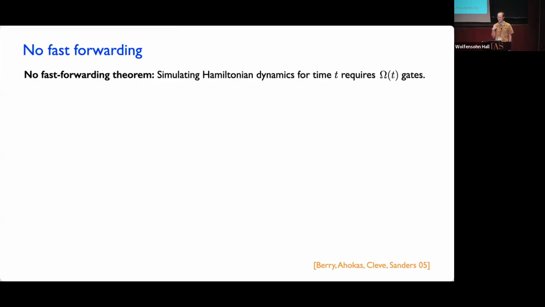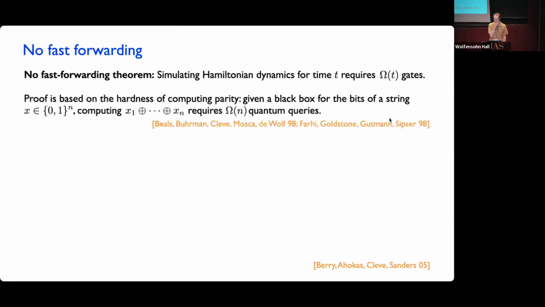And I think this is very intuitive. Somehow, you shouldn't be able to fast forward through the dynamics of a general Hamiltonian. One way of seeing that, with a query complexity kind of result, comes from a reduction involving the hardness of computing the parity problem. Right? So the parity problem is very simple. You have a bunch of bits, and you want to know, is there an even number of ones or an odd number of ones in this string of bits? Right? So this is a hard problem.